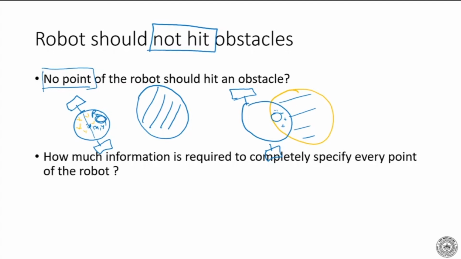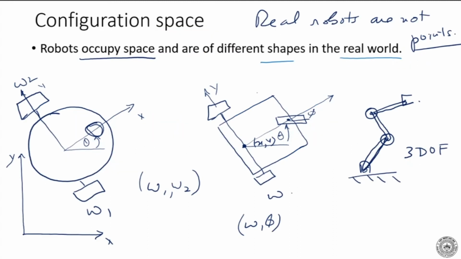Now the question that comes up is, if you are talking about a point, that is not very difficult. Like in the bug algorithm case, we had an obstacle and a point, and we can geometrically check whether the point is inside that boundary or not. But in the case of a real robot of different shapes, for example, here we have a robot which is circular.